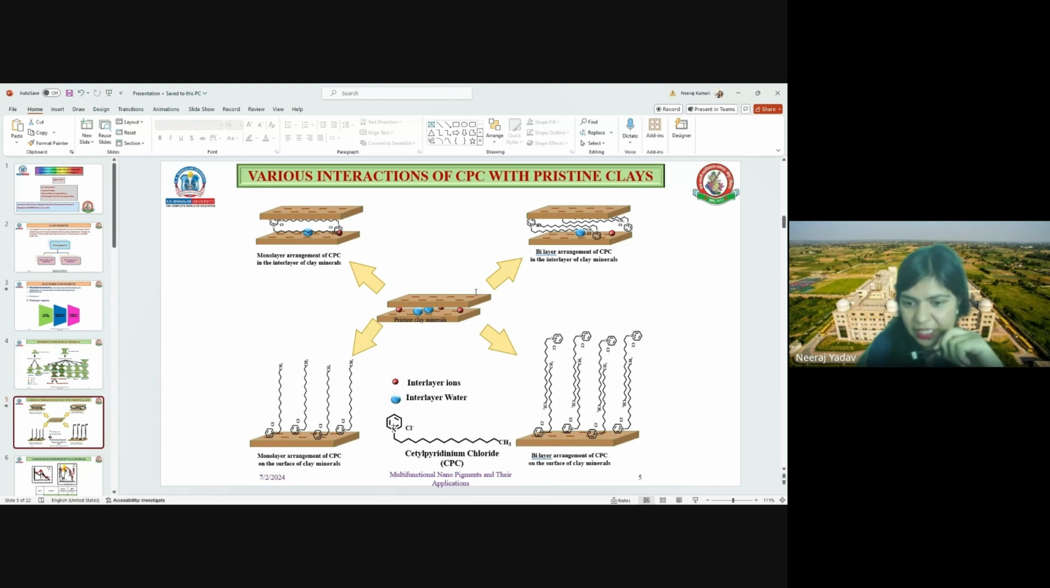When this cationic surfactant interacts with the clay minerals, there are different ways of interaction. The first one is through the ion exchange method. These cationic surfactants could be present in the form of a monolayer by replacing the inorganic ions from the interlayer space, and could also be present in the form of a bilayer. As the surface of the clay mineral is negatively charged and the surfactant is cationic in nature, there is electrostatic interaction, and it could be present as a monolayer as well as a bilayer, depending on the concentration of the surfactant.